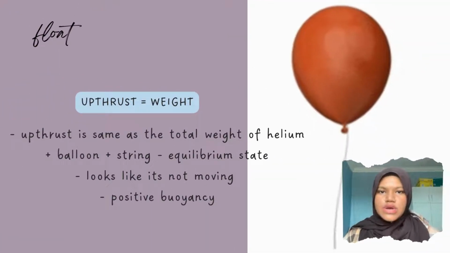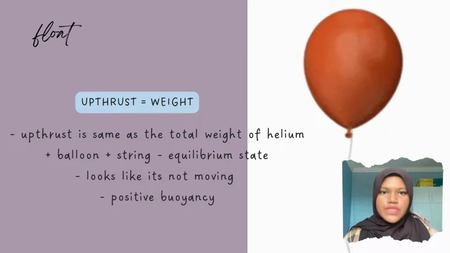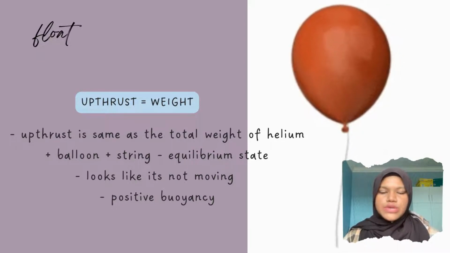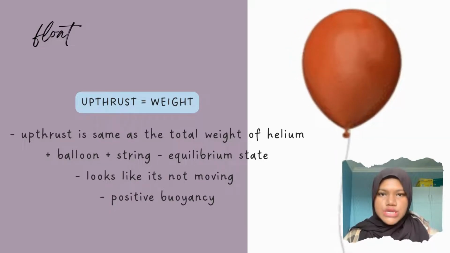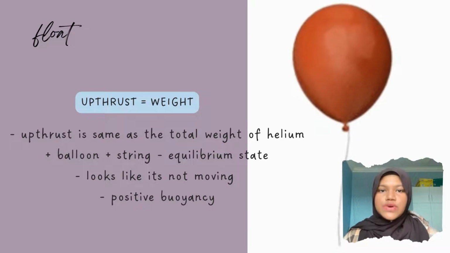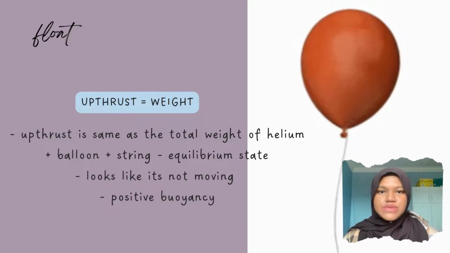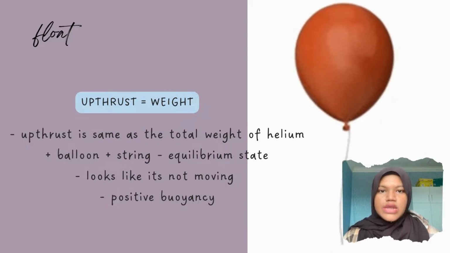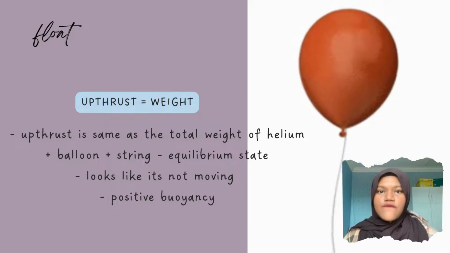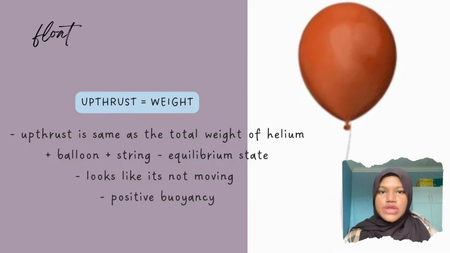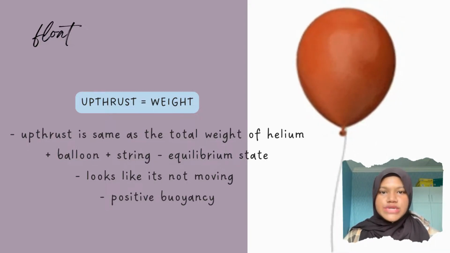And lastly, the balloon will also float in the air for a while before going down. It will float when the amount of helium gas in the balloon and the amount of oxygen and nitrogen gas in the balloon is equal. The upthrust is the same as total weight of helium plus balloon plus the string. The balloon looks like it's not moving anymore upward or going down for a few moments in the air, and the balloon will experience a positive buoyancy.